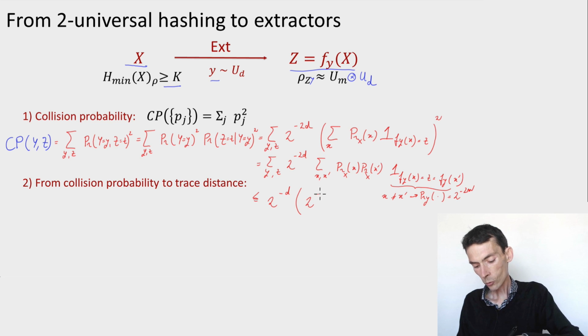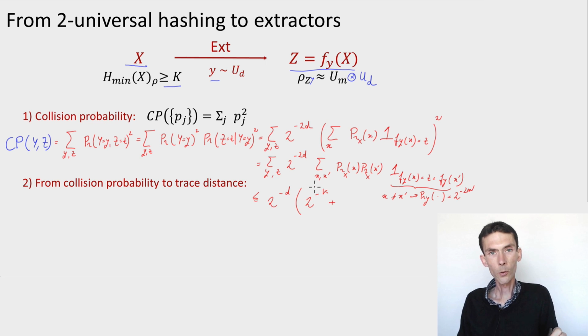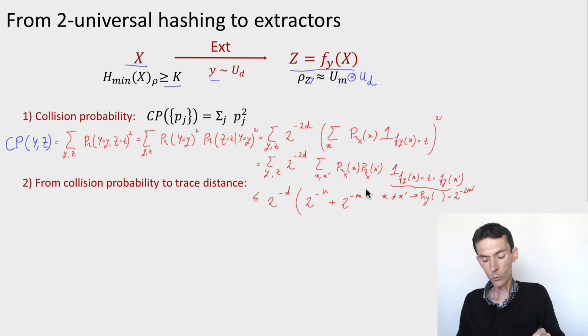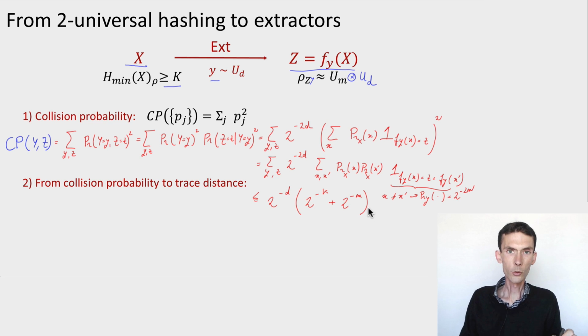So here I'll get 2 to the minus k, and the second term corresponding to those x different from x prime, using the property of two universality, I can bound by 2 to the minus m. Once I've accounted for the summation over all possible z's here. So this is the final bound that we get for the collision probability.